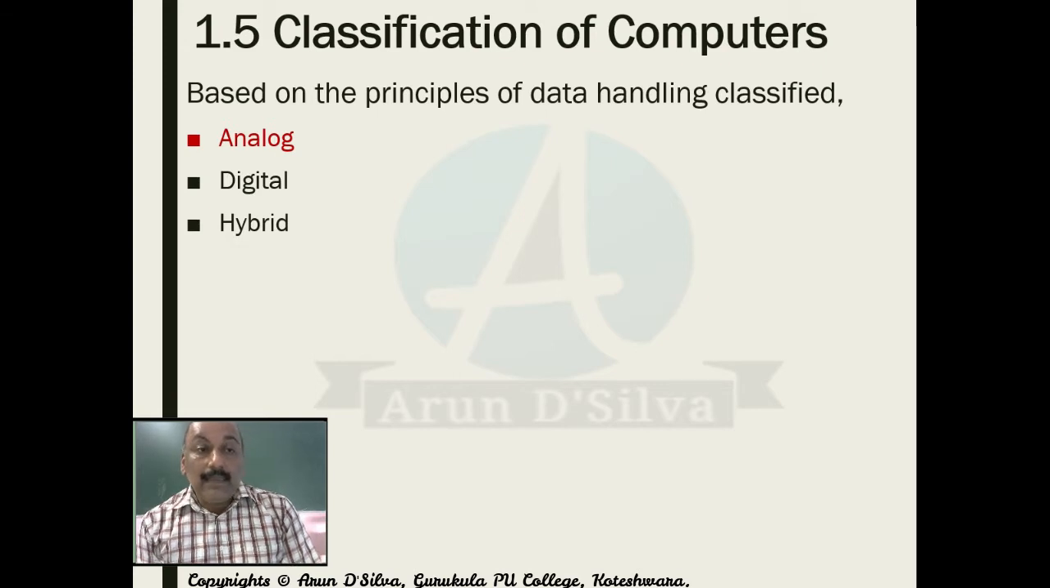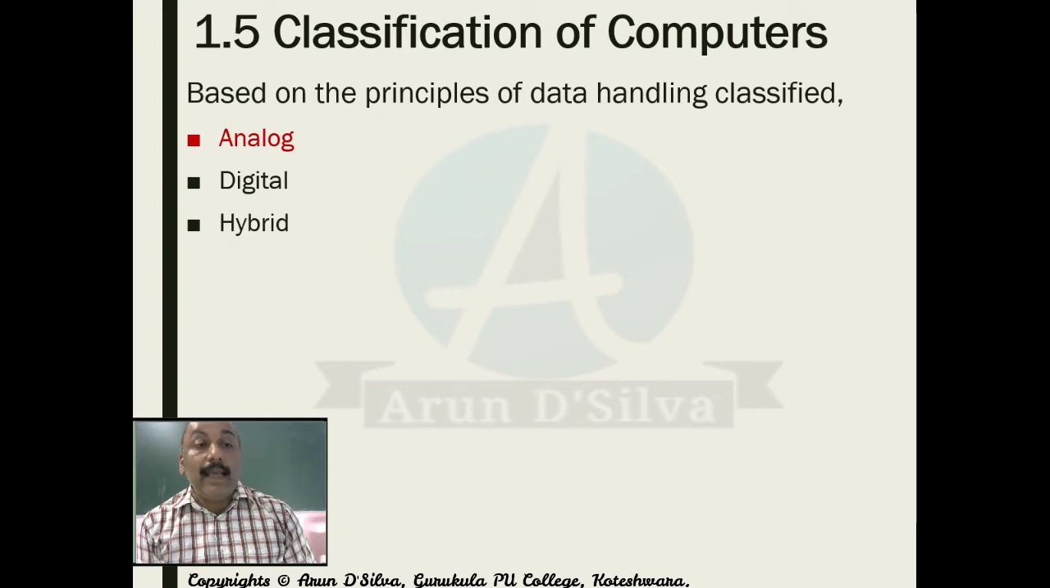And the second one is digital. This operates on information that is numerical, otherwise represented in digital form. That is the reason it is called the digital group. And the third one is hybrid. The combination of both analog as well as digital is called hybrid. So let me explain.